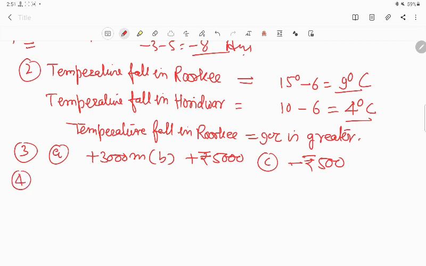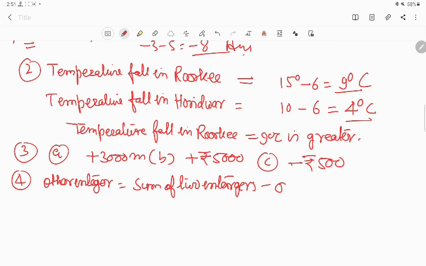Question number 4. The sum of two integers is given and one of the integers is given, find the other integer. So the other integer is equal to the sum of the two integers minus the one given integer.